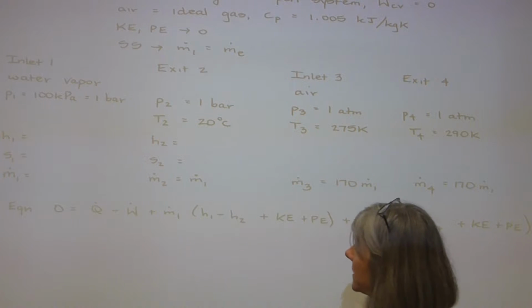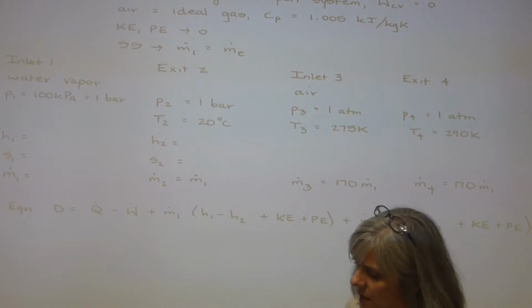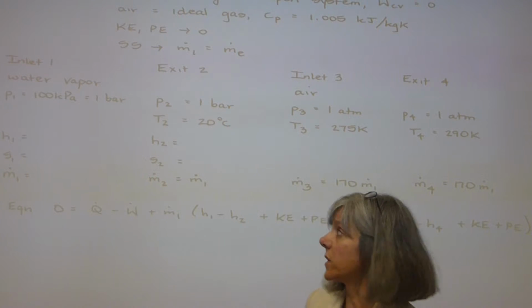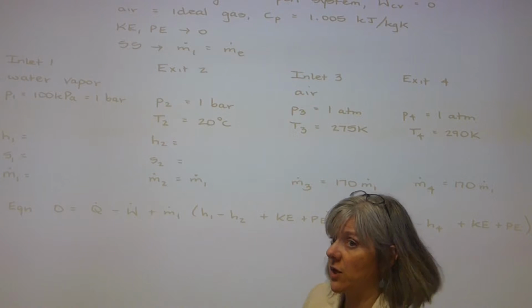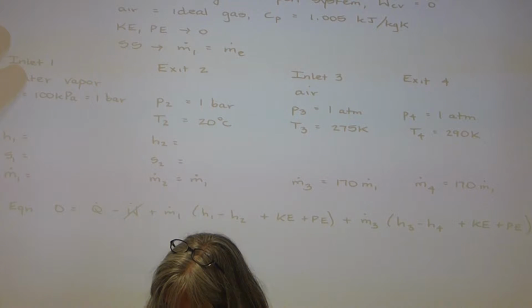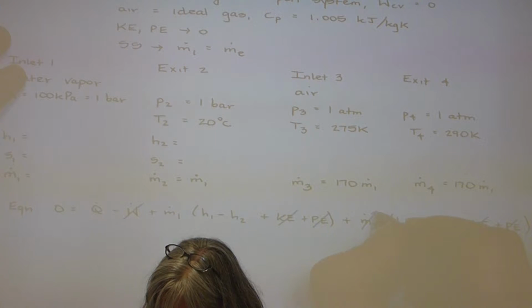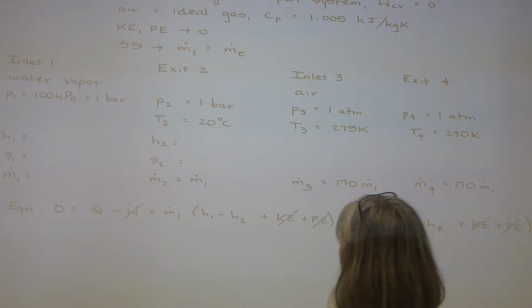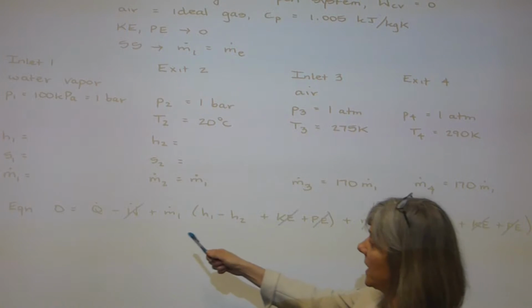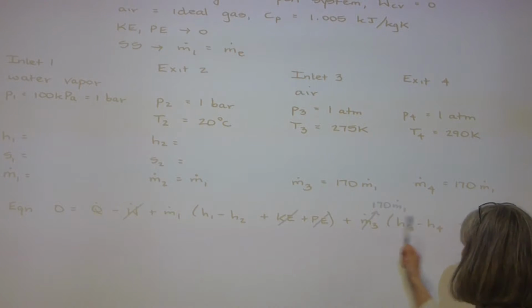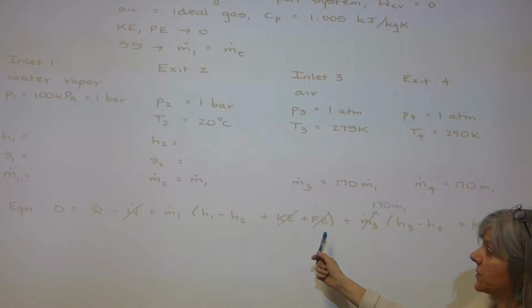Okay, so we know a couple of things. What do we know? We know that it's a heat exchanger. So how much work is done in a heat exchanger? None. So this one goes. We are ignoring KE and PE. And then importantly, we know this one is 170 times M1 dot. And so that's good news because then all we have left is Q dot, M1 dot, and all our 4 different enthalpy values.